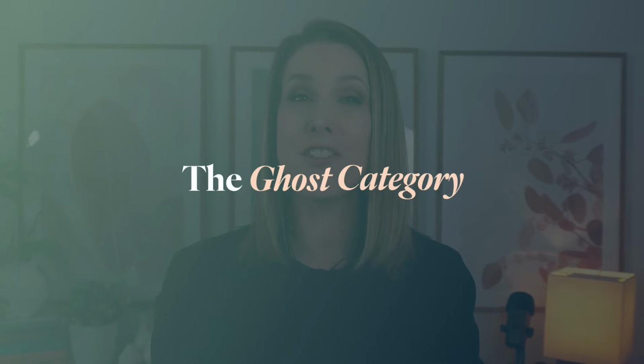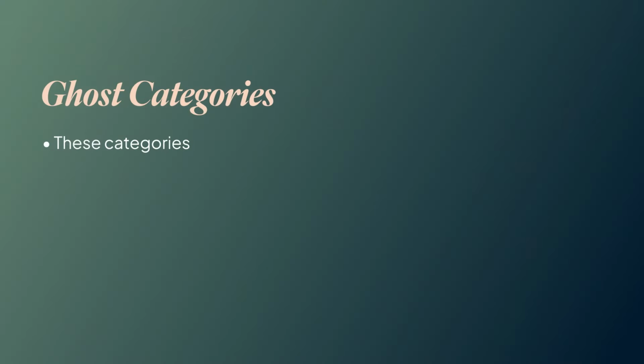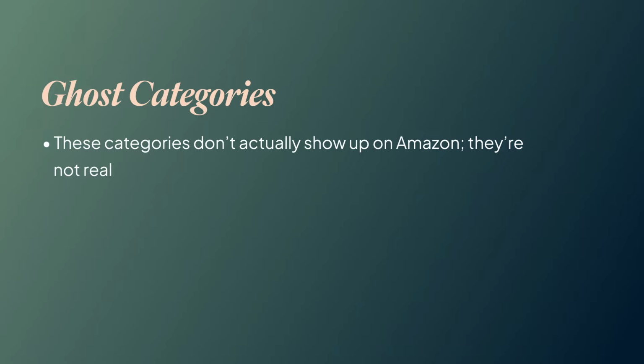On top of duplicate categories, there is another type of category that you really need to watch out for when you're publishing your book through Amazon KDP, and that is the ghost category. And surprisingly, 27% of the available categories that you can choose when publishing your book on KDP are ghost categories. The reason they're called ghost categories is because they're categories that don't actually show up on Amazon. They're not real customer-facing categories.